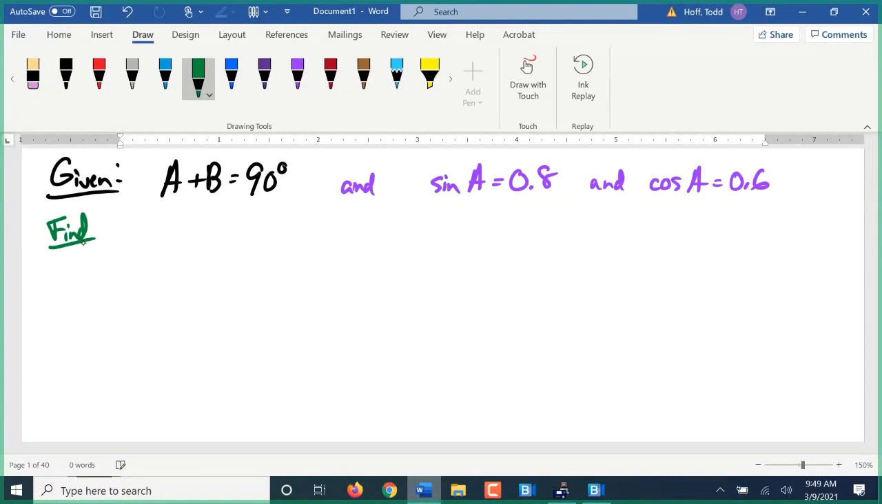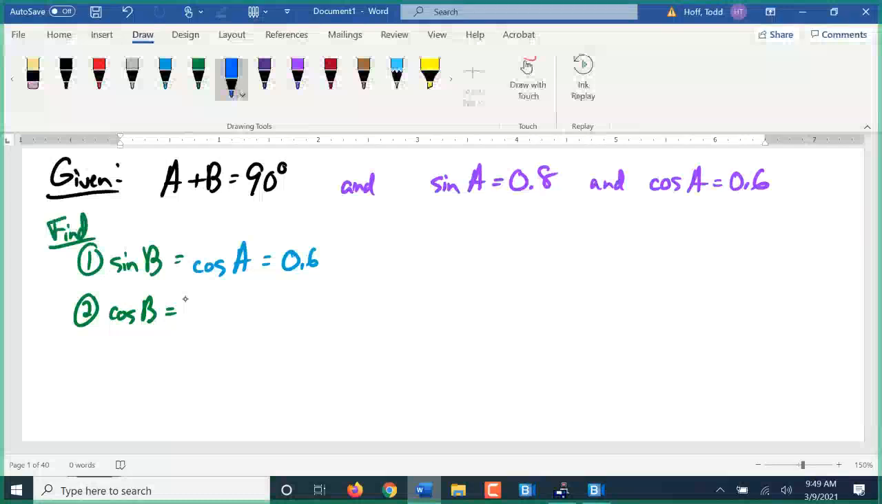Ask you to find sine of angle B. Well, because they are complements, the sine of angle B is going to equal the cosine of angle A. That's going to be just 0.6. Likewise, if I ask you to find the cosine of angle B, well, again, since they are complements, the cosine of one equals the sine of the other. So the cosine of B equals the sine of A, or just 0.8.